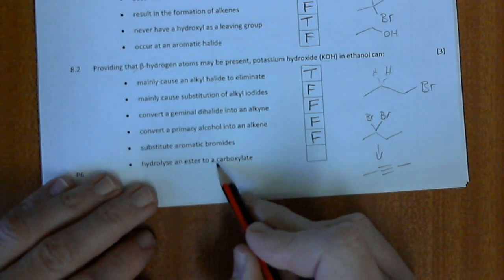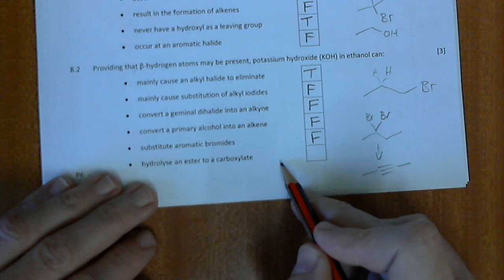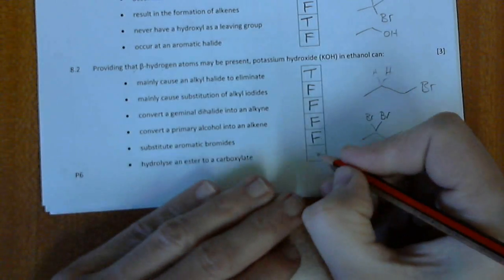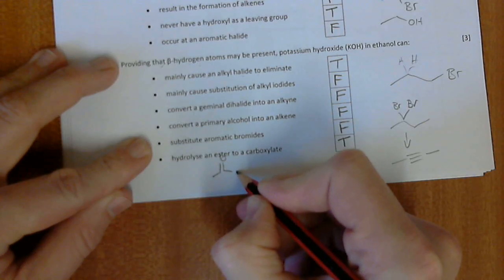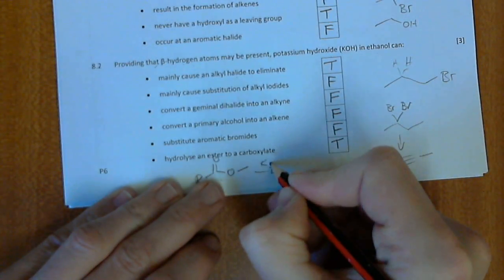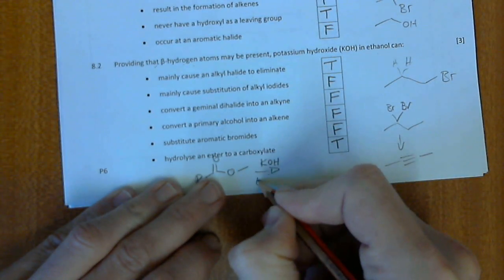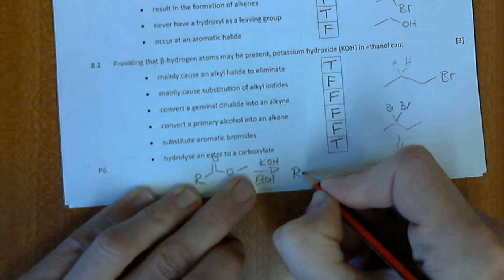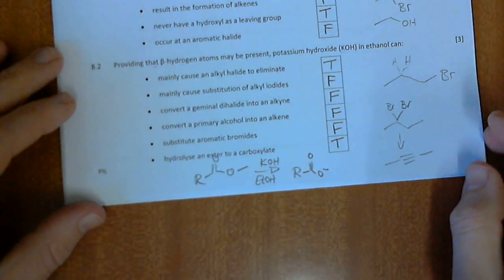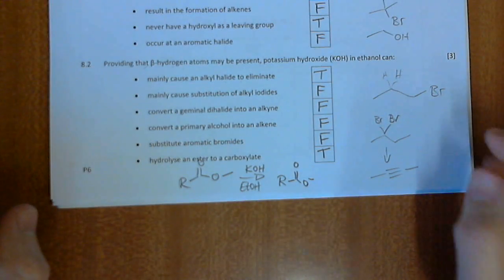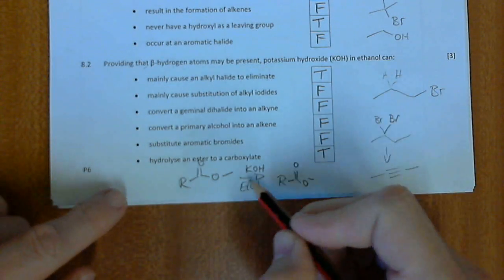And then the last one, hydrolyze an ester to a carboxylate. This is true. If you take an ester, R, O, something, and you reacted it with potassium hydroxide, and if it was in ethanol, it wouldn't matter. You can do it in ethanol, in fact, probably would, then our product would be the carboxylate. And by now you would know this from the reaction that you have done in practical 5. And if you'd studied, you would have known this one.